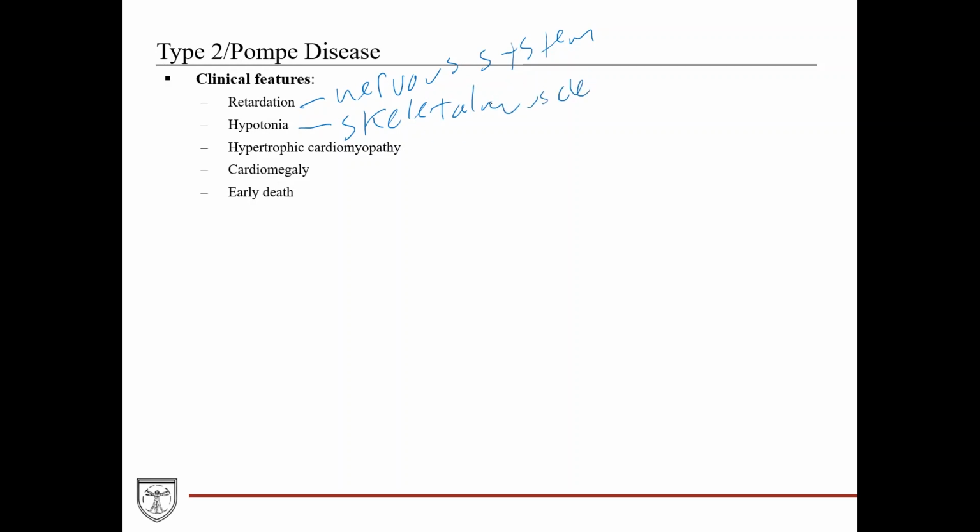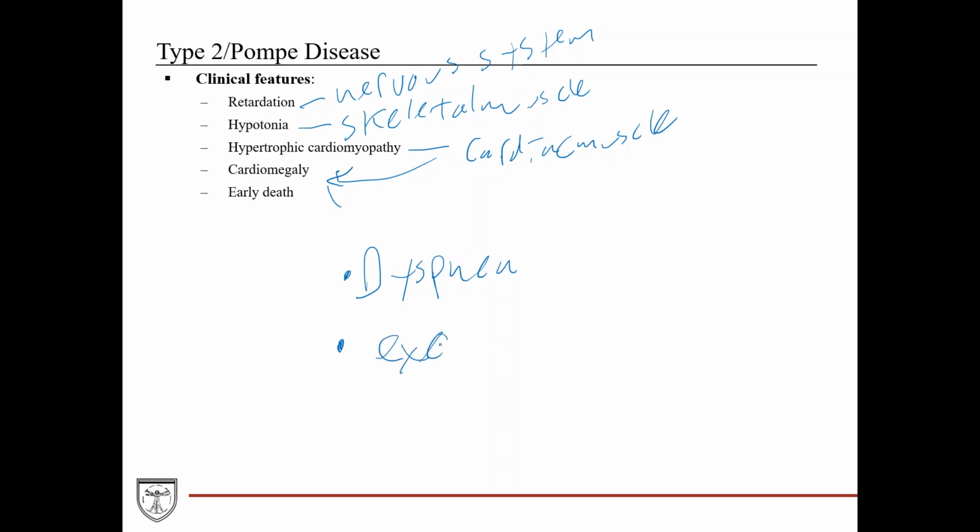So impacting skeletal muscle. Hypertrophic cardiomyopathy, that's obviously due to cardiac muscle. And then cardiomegaly, eventually it can lead to that. Now, another thing, symptoms you can see as a result of skeletal muscle and cardiac muscle being affected: you're not able to get adequate perfusion, and then also with skeletal muscle, you develop weakness. So you can have dyspnea, so shortness of breath. You can develop those as well. Exercise intolerance.